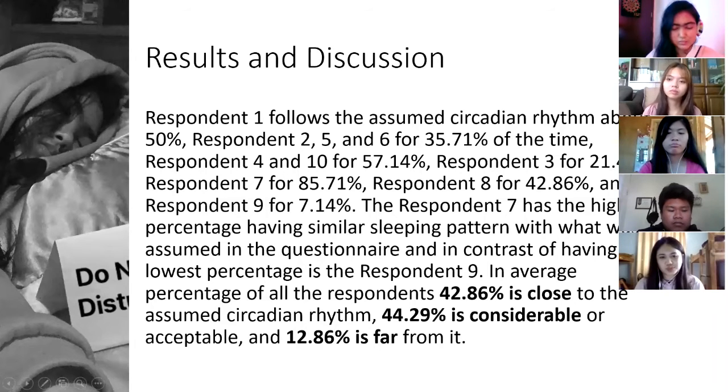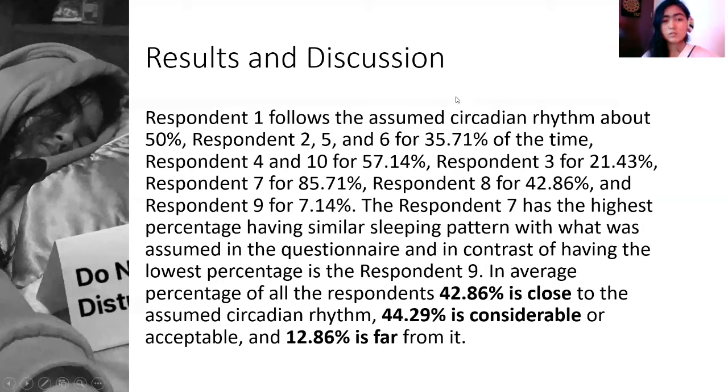For the results and discussion, it seems that respondent 1 follows the assumed circadian rhythm about 50% of the time. Respondents 2, 5, and 6 for 35.71%. Respondents 4 and 10 for 55.4%. Respondent 3 for 21.43%. Respondent 7 for 85.75%. Respondent 8 for 42.86%, and respondent 9 for 7.14%.